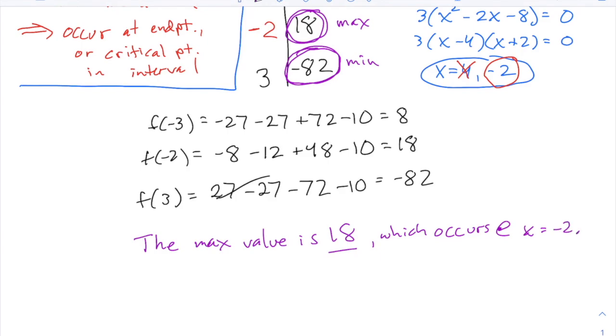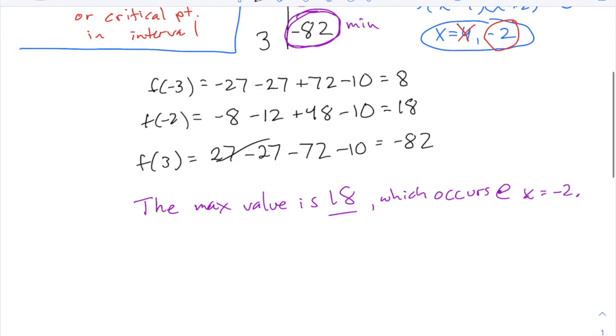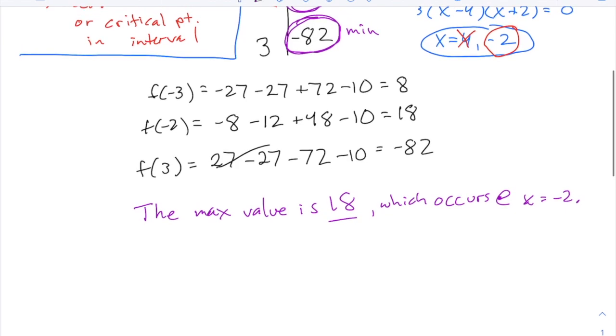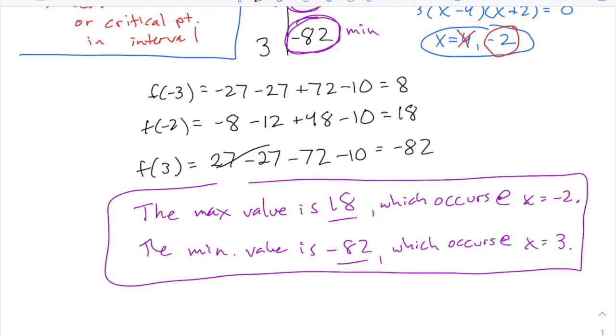That way you're telling the person where it occurs and what the value is, and you're demonstrating you understand the difference between the two. And the minimum value is negative 82, which occurs at x equals 3. And so there we go. There's our answers, I guess, and we're good.